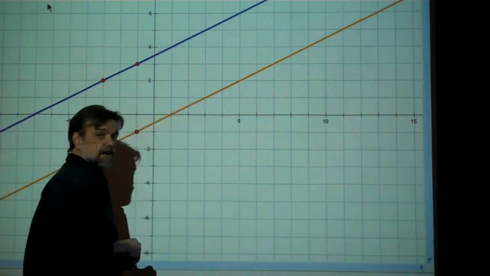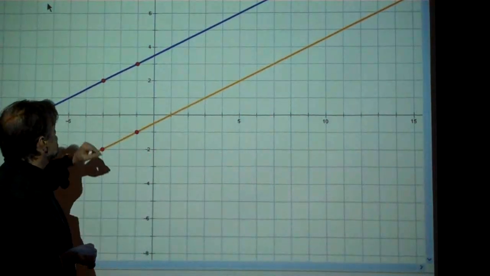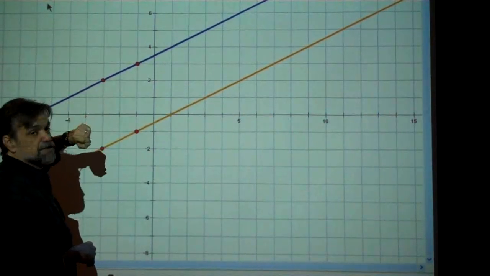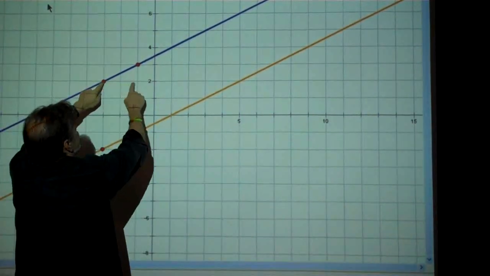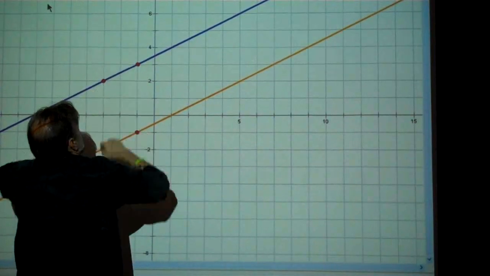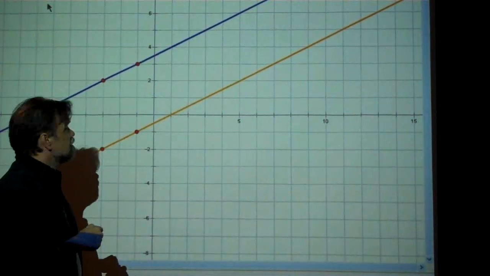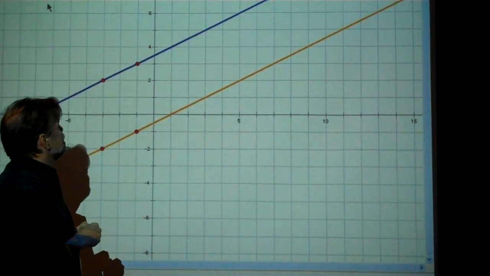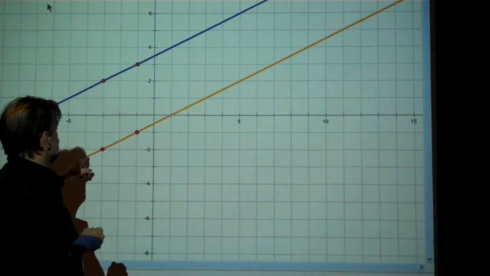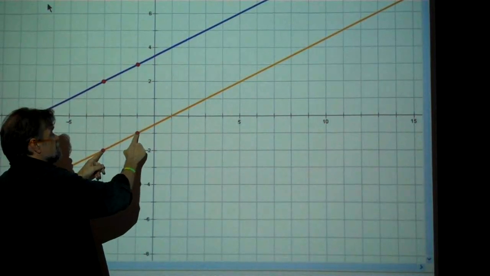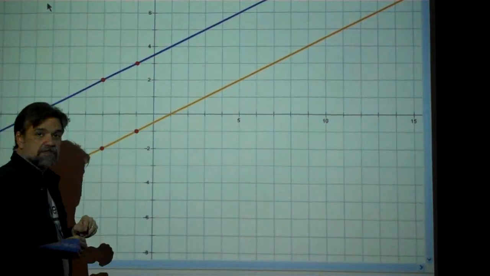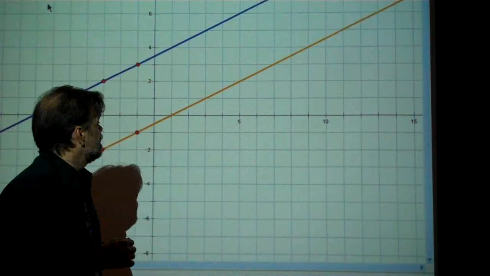Here are two lines. We can calculate the slope of these two lines. Let's first look at the blue line. From this point to this point, my x is increasing by 2, my y is increasing by 1, which means I have a slope of 1/2. This orange line here, my x is increasing by 2, my y is increasing by 1, which means I have a slope of 1/2.